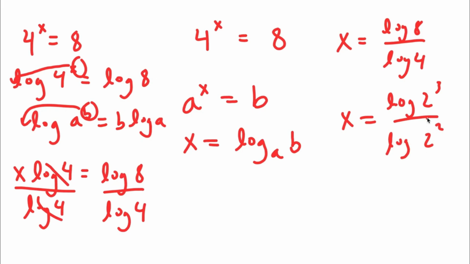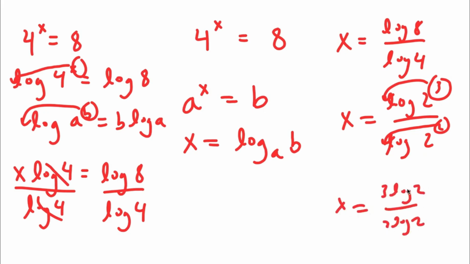So now, if I move 3 to the front and if I move 2 to the front, I get 3 log 2 over 2 log 2. The log 2's cancel out, and I'll be left with x is equal to 3 over 2. So that's the second method.